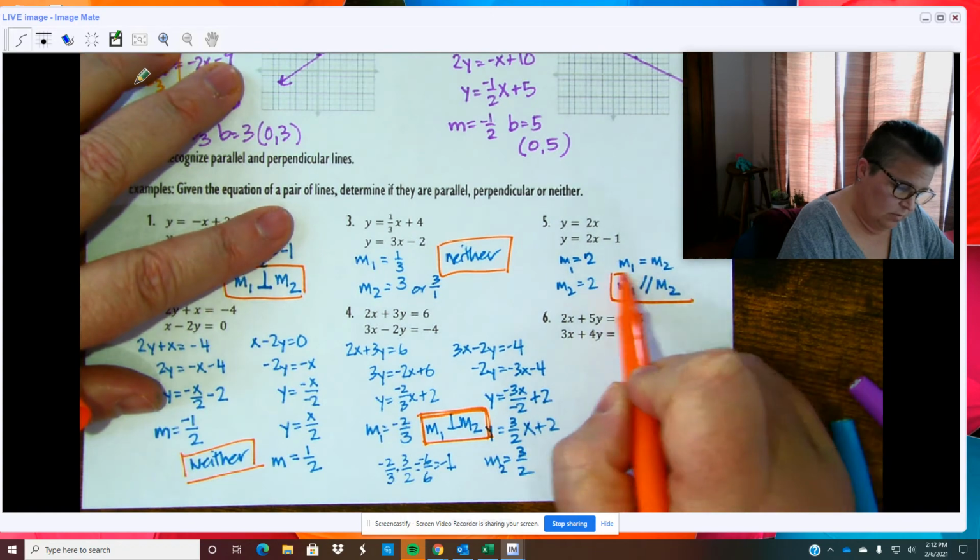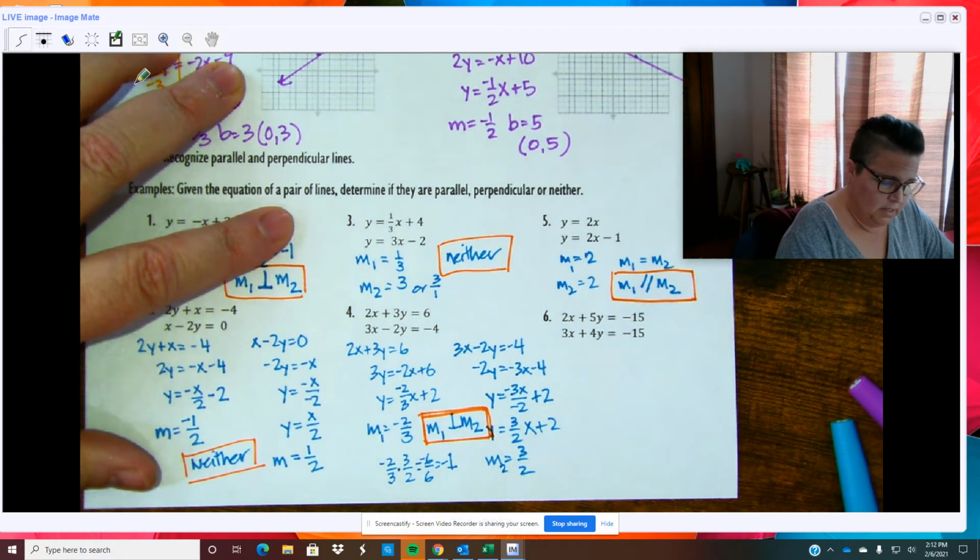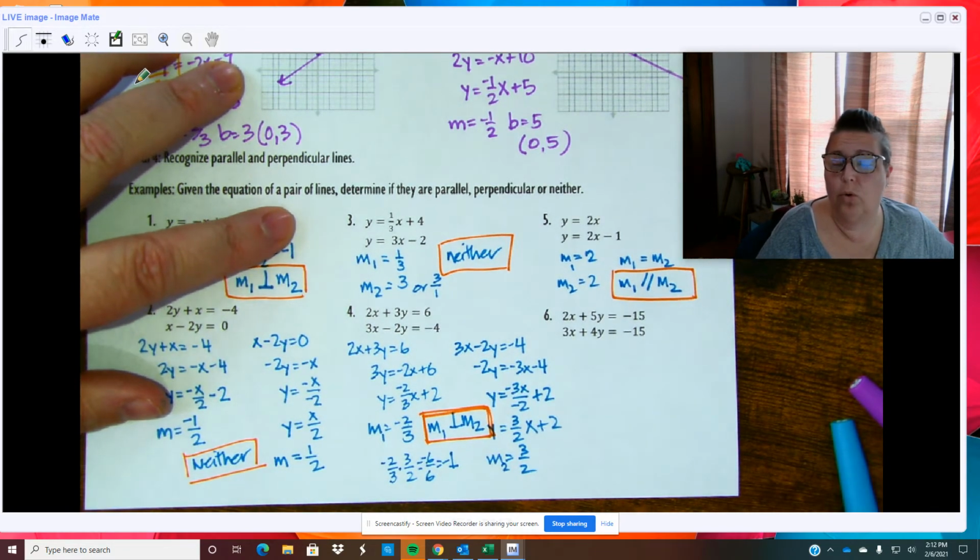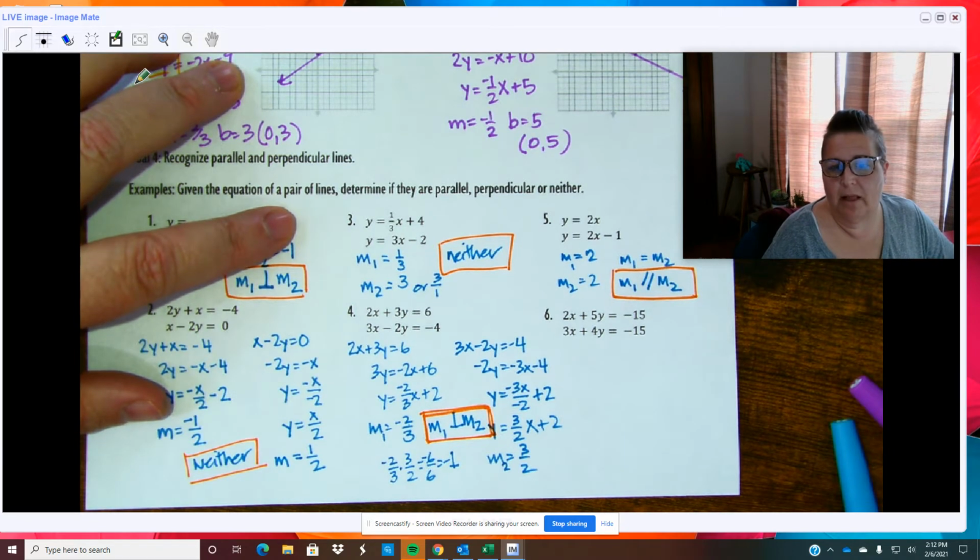So here we go. Problem number 5, all the way in. We finally got equal. Whew! Took a long time to get parallel.